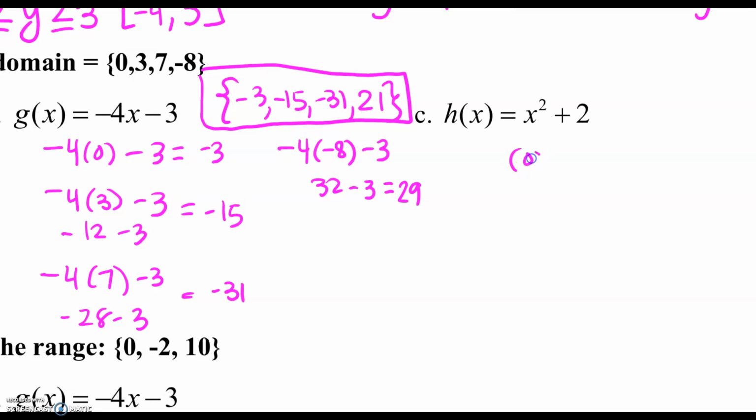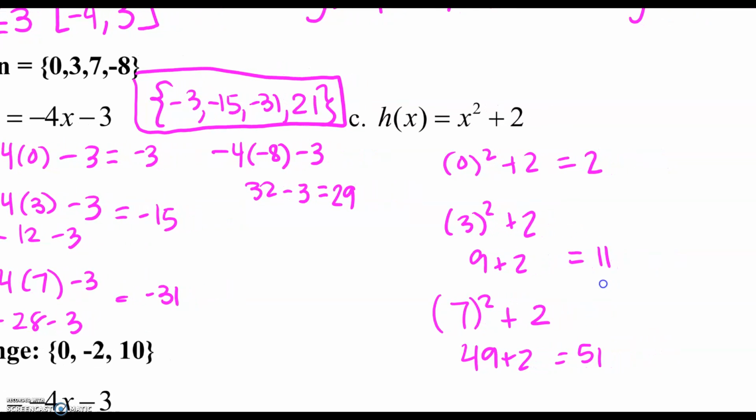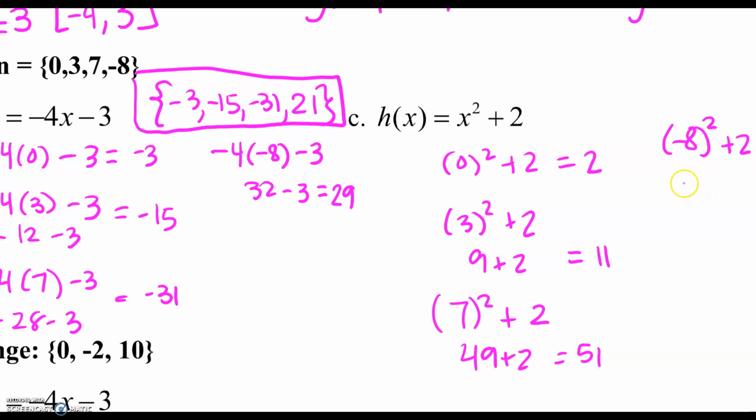I plug in 0 squared plus 2, which is 2. Then I plug in 3 squared plus 2, so I get 9 plus 2, which is 11. Then I plug in 7 squared plus 2, I get 49 plus 2, which is 51. Then the last one is -8 squared plus 2, so that's going to be positive 64 plus 2, which is 66. We'll list our numbers as a set because it's just a list of numbers. We only need to use the inequality when all the numbers are filled in.